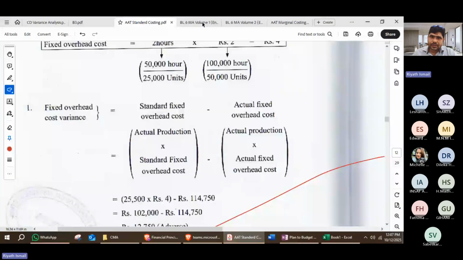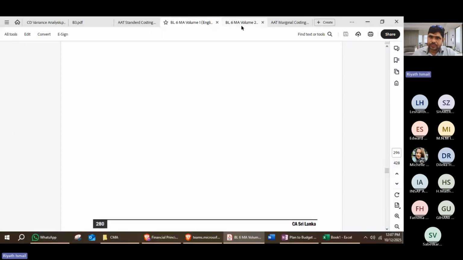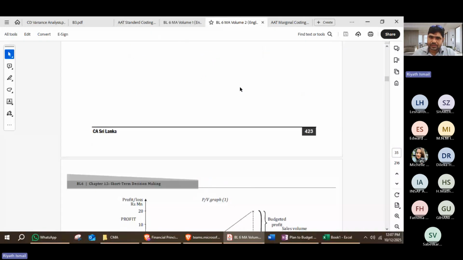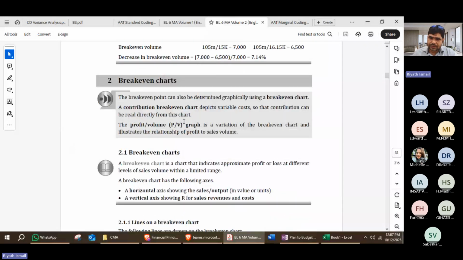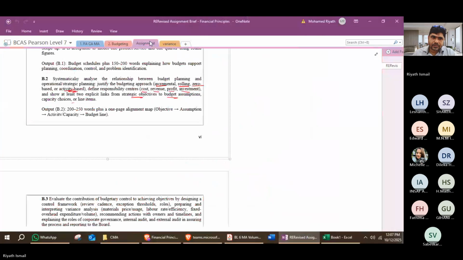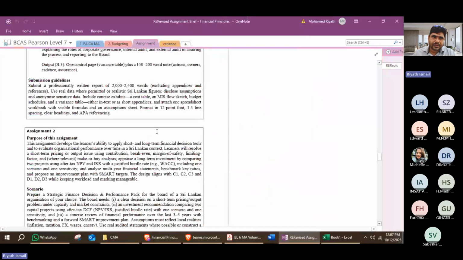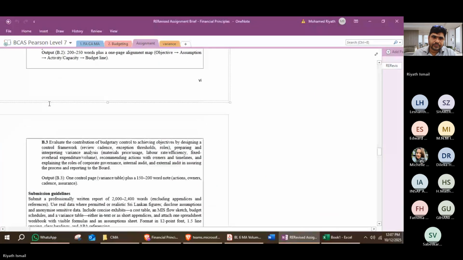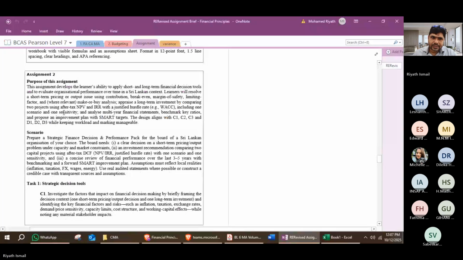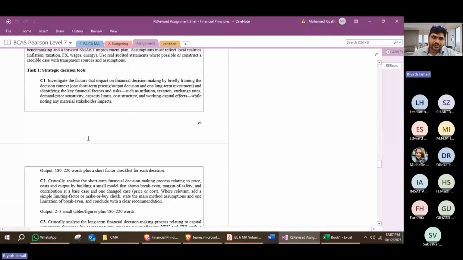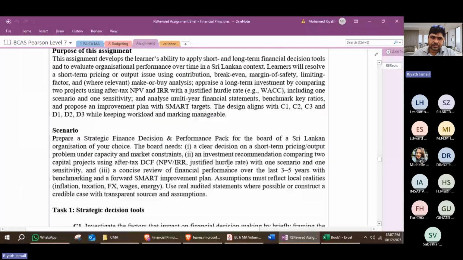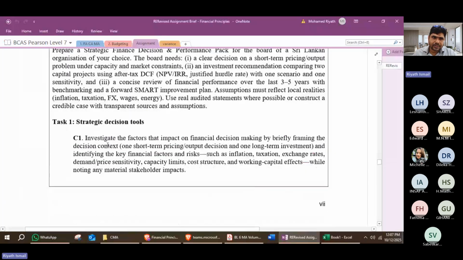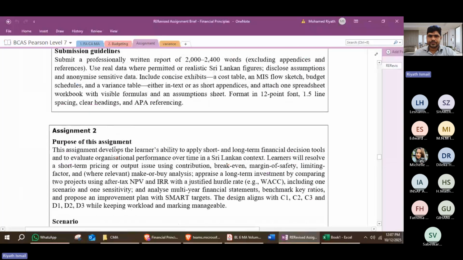By next week, I can teach you marginal costing and the break-even point. That is related to assignment 2, regarding assignment 2, C1. The next class will start the session on these things, assignment 2.